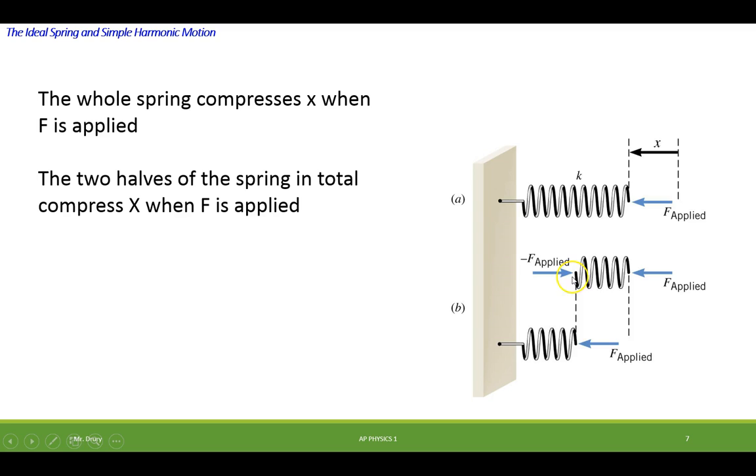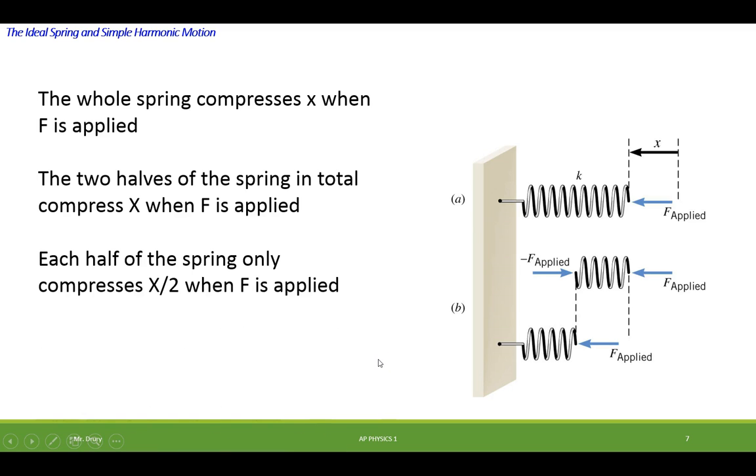For example, let's say where we cut it in half here. This part of the spring here is pushing on this part of the spring here. By Newton's third law, this part of the spring here pushes back with the same amount of force. So the force is the same throughout the whole thing. But each half of the spring is only compressed half the distance.